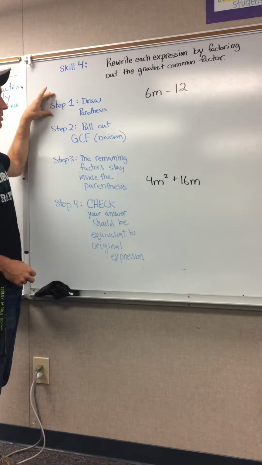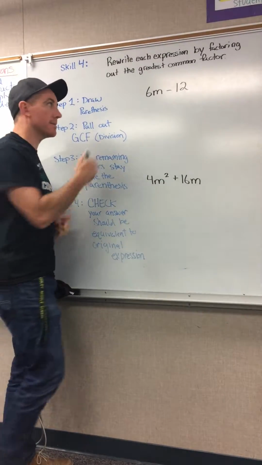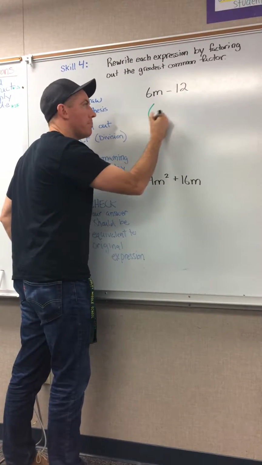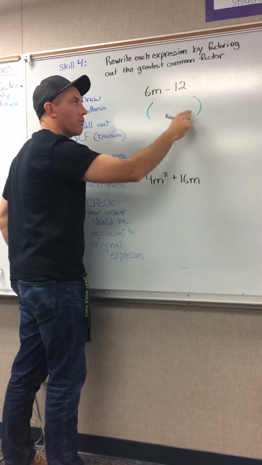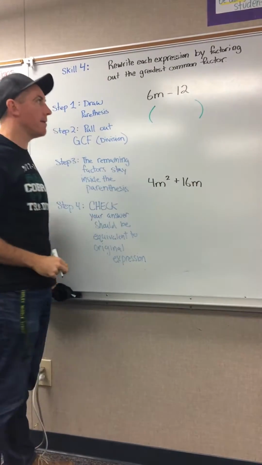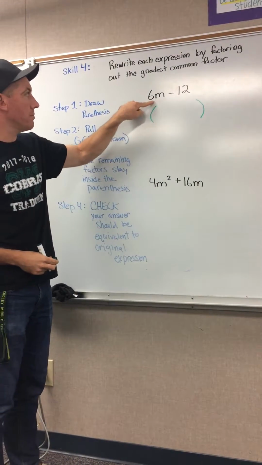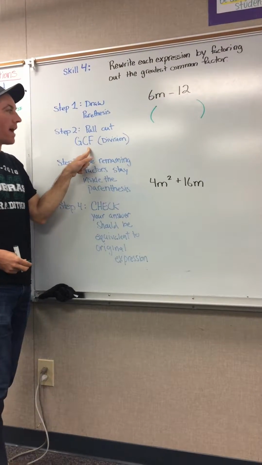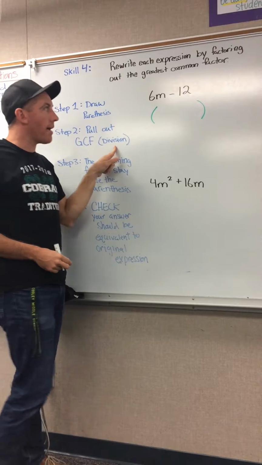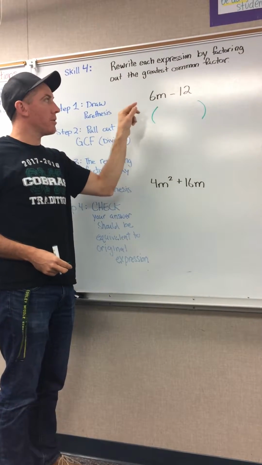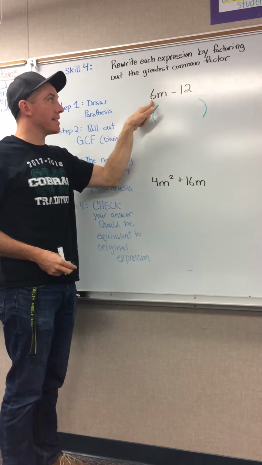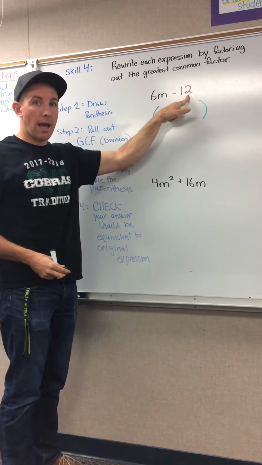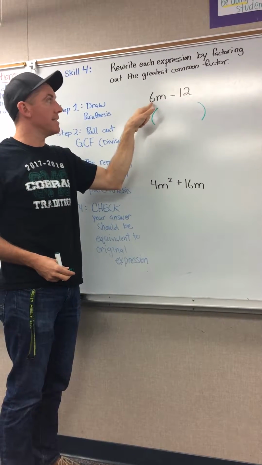So our first step to do that is to draw parentheses. Right underneath here we're going to draw big parentheses with enough room for us to write stuff inside. Now we're looking at this term and this term, and we want to find the greatest common factor, and we're going to use division for that. What's the greatest number that we can divide 6 by and also 12 by? For this problem, that number is 6.